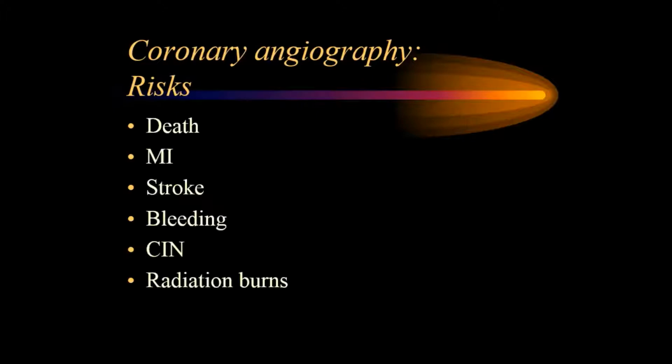And these risks include death, myocardial infarction as a result of a coronary dissection, for example, stroke, whether it be a bleed or an embolism, CIN, that's contrast-induced nephropathy, because contrast can potentially harm the kidneys, and of course radiation burns, if the procedure is prolonged with a lot of radiation.